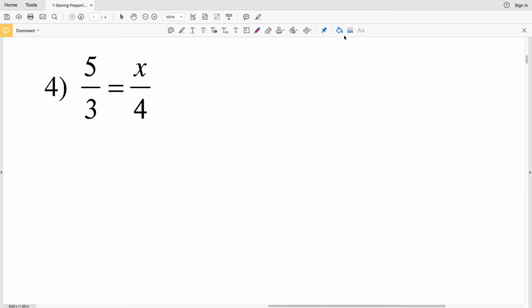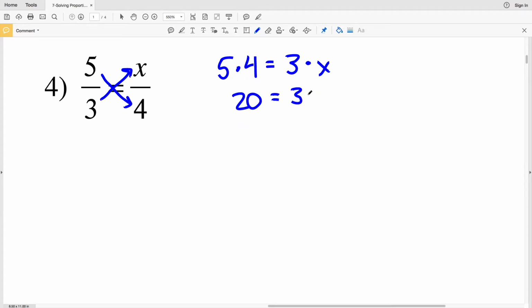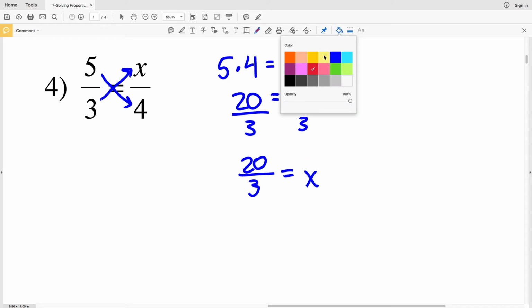And number 4, again, I'll cross multiply. So the 4 will get multiplied with the 5, and the 3 will get multiplied to the x, and there's an equal sign between each of those. So 5 times 4 equals 3 times x. 5 times 4 is 20, so 20 equals 3x, and when I divide by 3 for this proportion, 20/3 equals x, and 20/3 cannot be simplified.